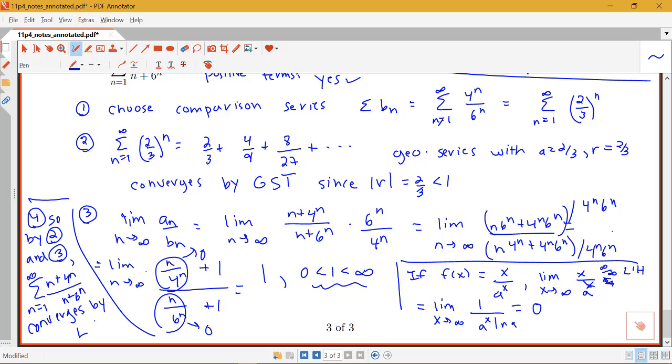by the limit comparison test. Okay, so please let me know if you have any questions on applying these comparison tests.